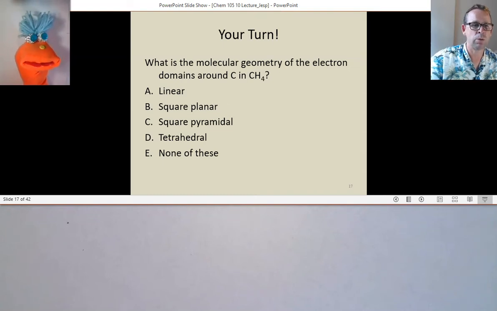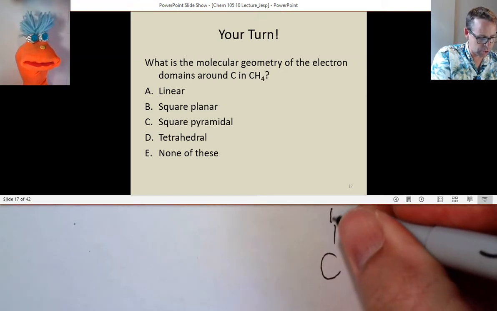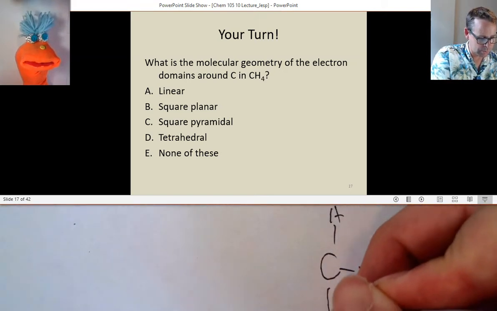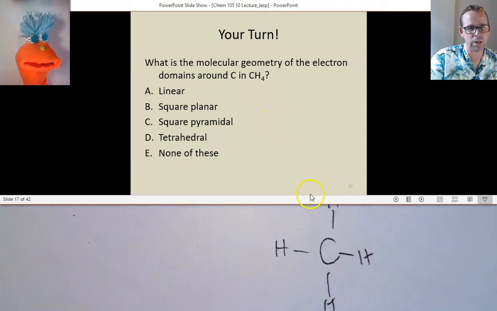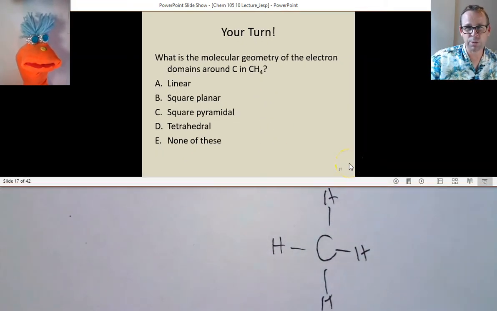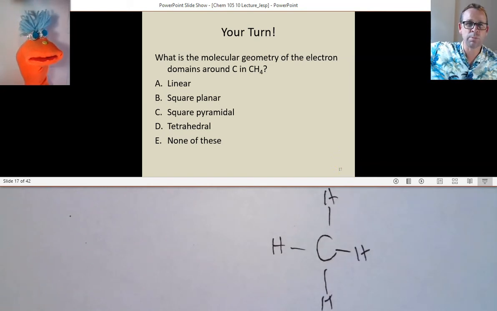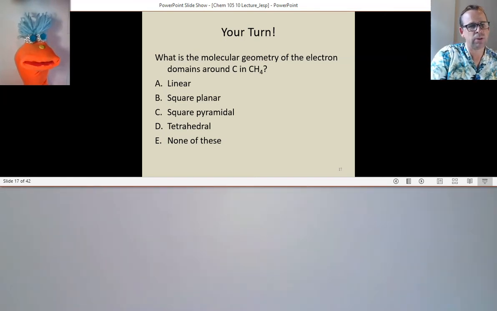Very good. So for CH4, we might not be familiar with it, but we've worked on it a lot. Hopefully we recognize that our Lewis dot structure, CH4, is going to be a tetrahedral molecule. What's the angle between two of the carbon-hydrogen bonds? 109.5. That's right, 109.5. Good.